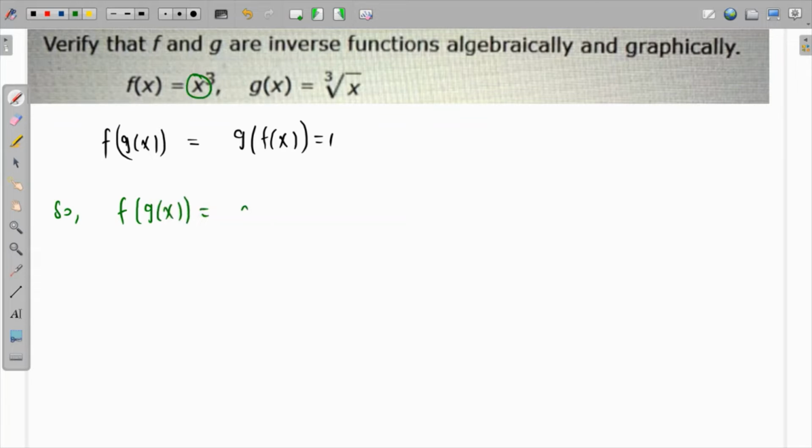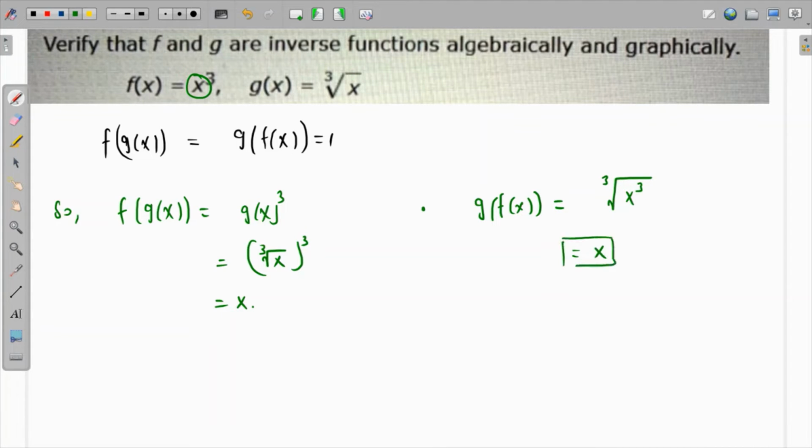f of g(x) is nothing but x cube inside. We need to replace that x by g(x). So we have to find g(x) cube, and g(x) is nothing but cube root of x. So cube of cube root of x is just x. And likewise, g of f(x) is nothing but we replace this x by f(x). So we have cube root of f(x), cube root of x cube, which is just x.